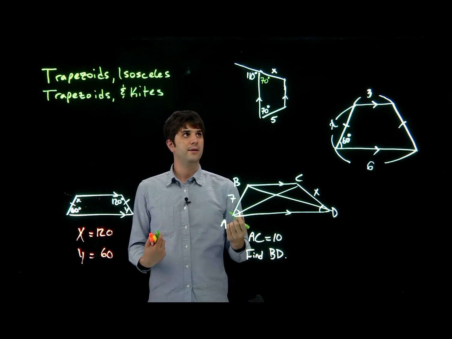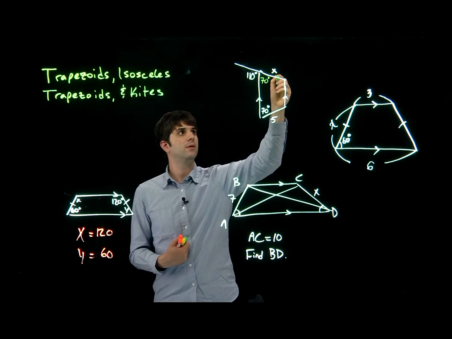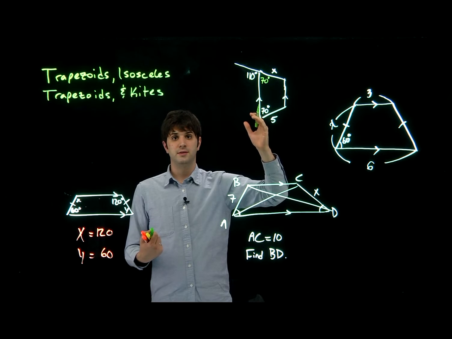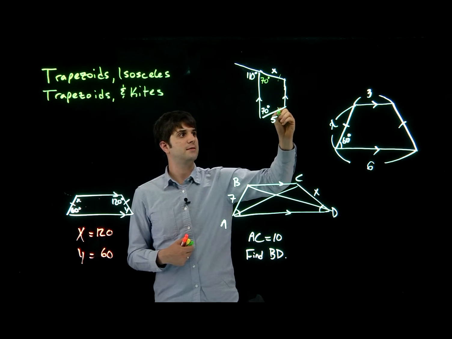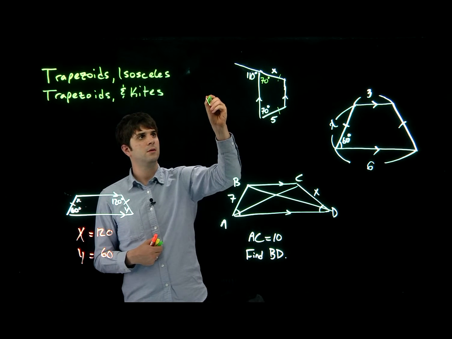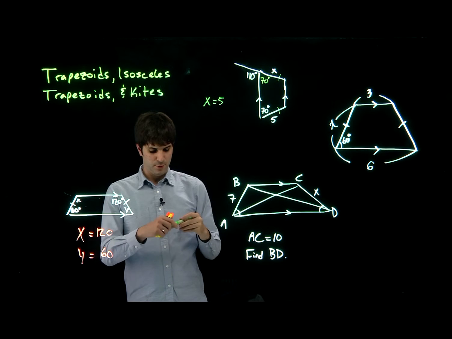Again, if one pair of base angles is congruent, then the trapezoid is isosceles. So these are isosceles, and it looks like x is going to equal 5.